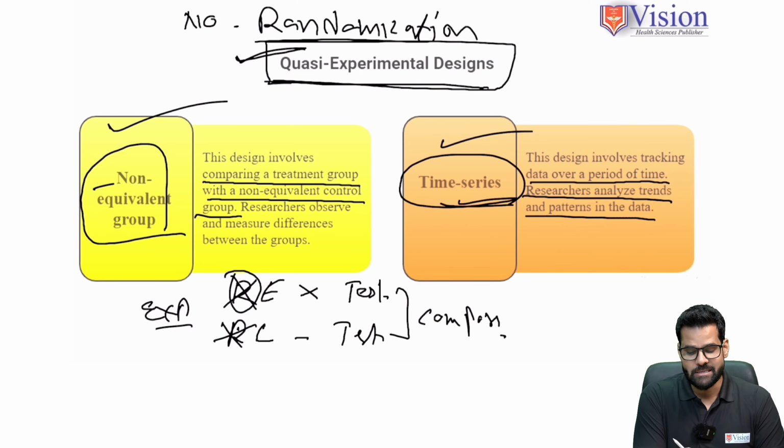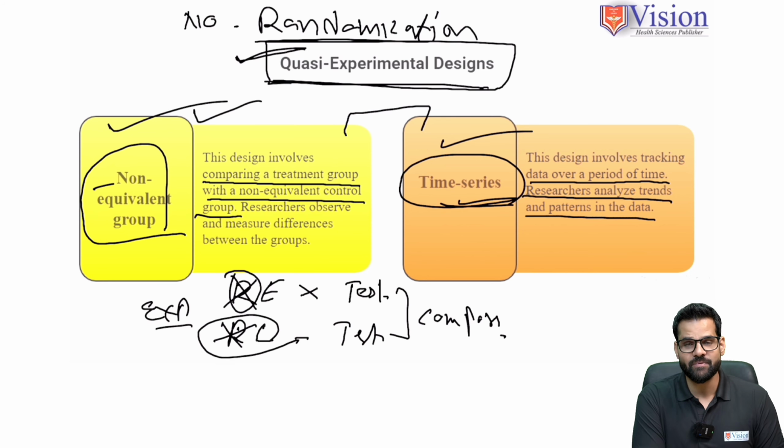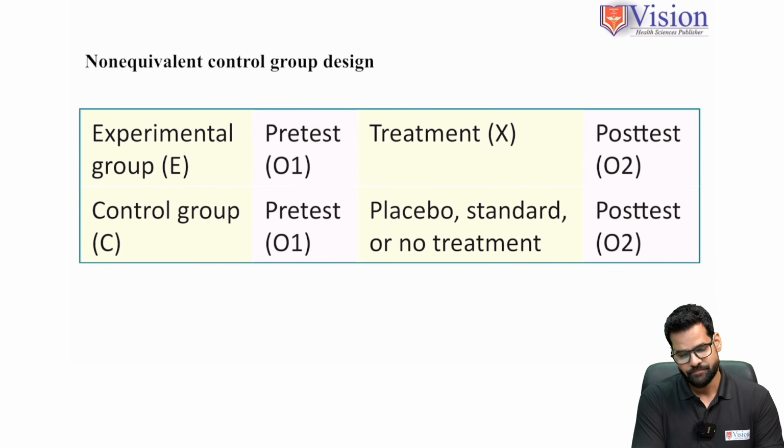Both of these designs are quasi. Why? Because even though they do not have randomization, they make a compensation for the lack of randomization. In the non-equivalent group design, we have a comparison group. And in the second, the time series, we have multiple observations. So let's discuss that in detail one by one.